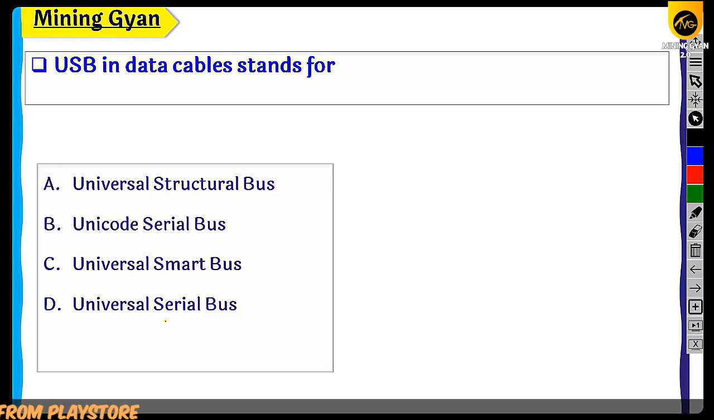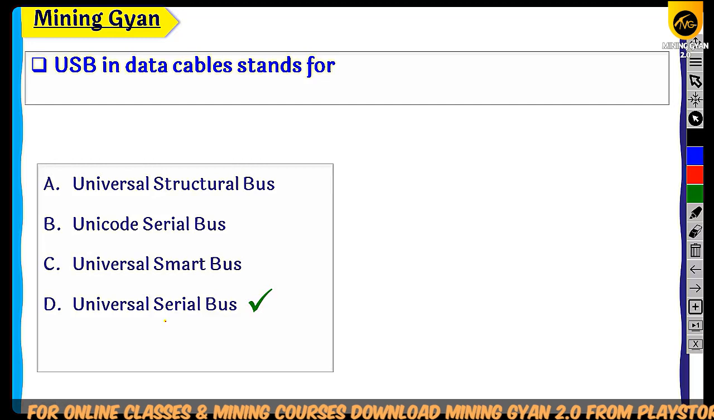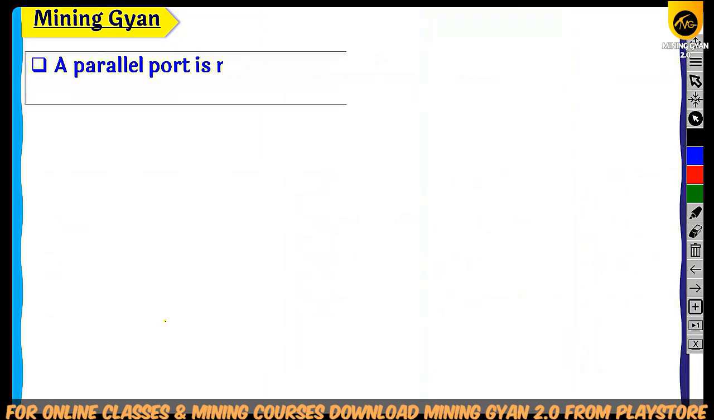Okay, anyone? Full form of USB. USB is a type of bus category or port. So it belongs to universal serial bus. Okay, Sayyad Afroz Hussain, correct. Option D is the correct answer. Universal serial bus is the full form of USB. Okay, let's move on. Next question.